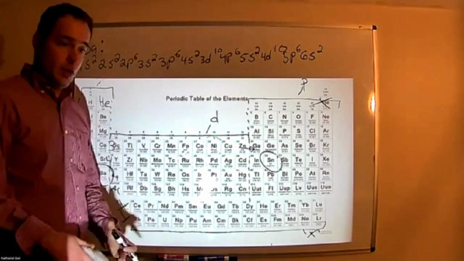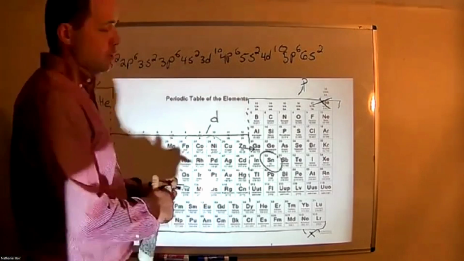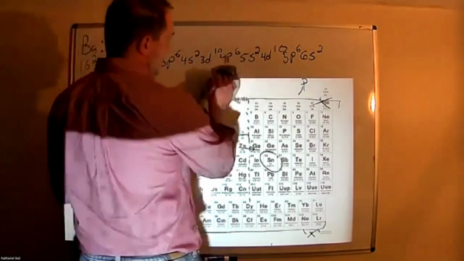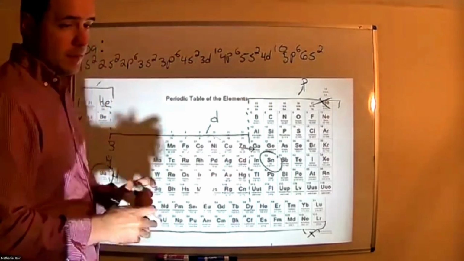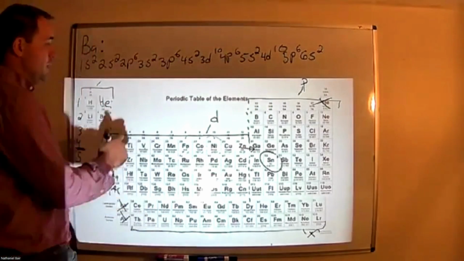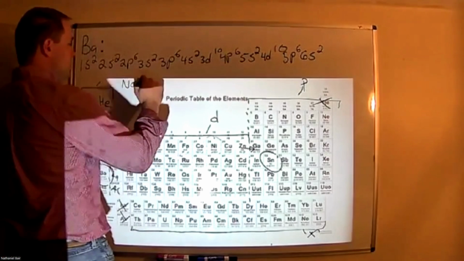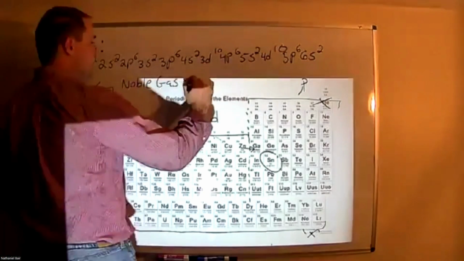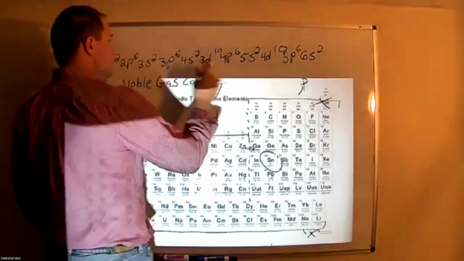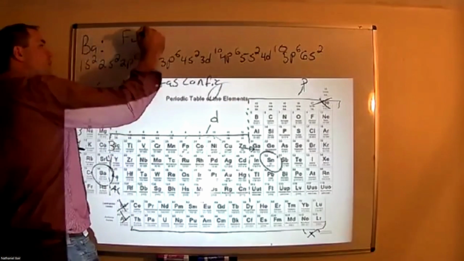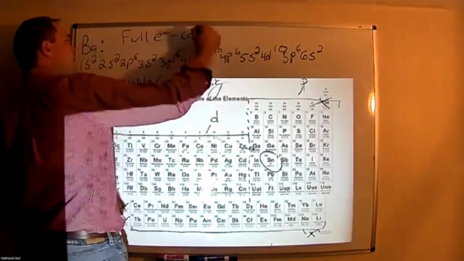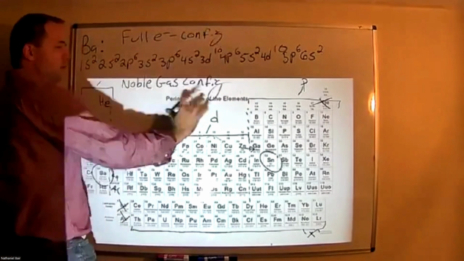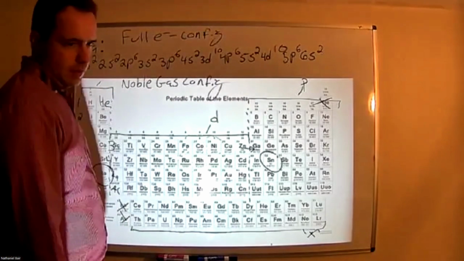Let me teach you how to do the noble gas shortcut. Noble gas shortcut is pretty awesome. I'm actually going to leave that up there because I'm going to show you how awesome this is. So these are called noble gas configurations. You just wrote the full electronic configuration. We're now going to write noble gas configurations.